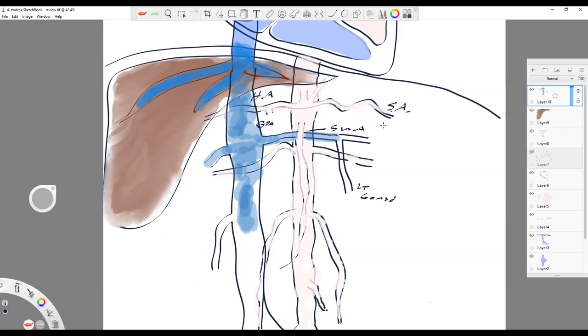All right. There are two veins that come in. Of course, you guys know this. This is coming from the splenic. So the splenic vein comes in. Of course, this one, what is it under?